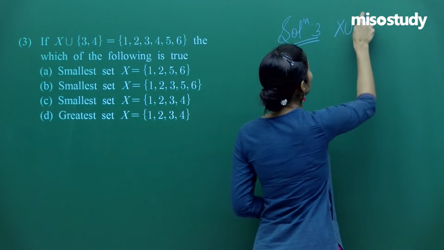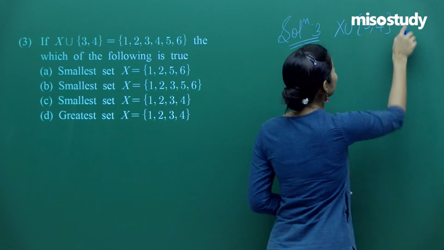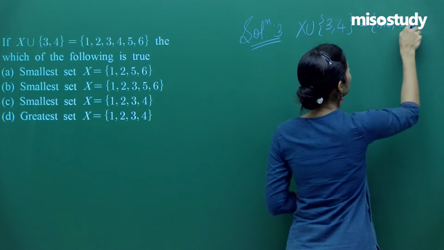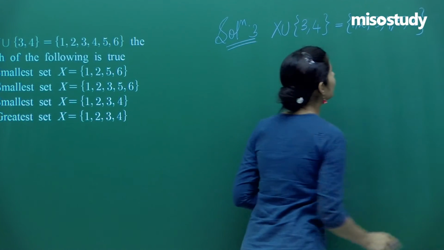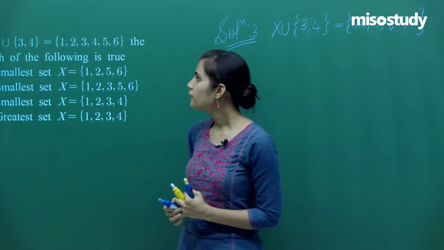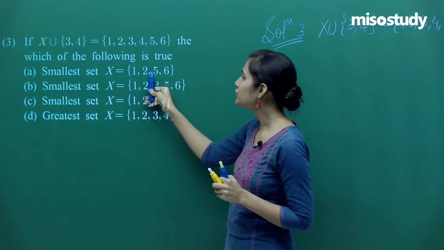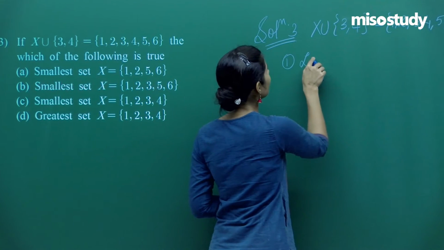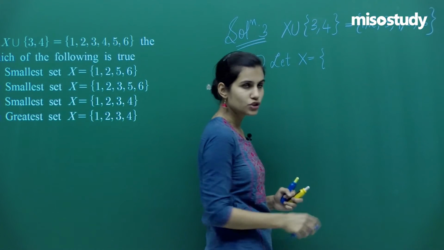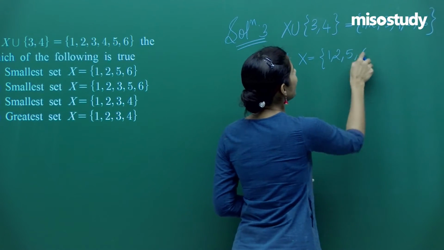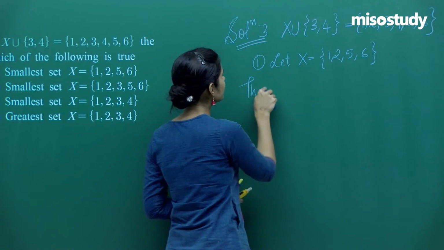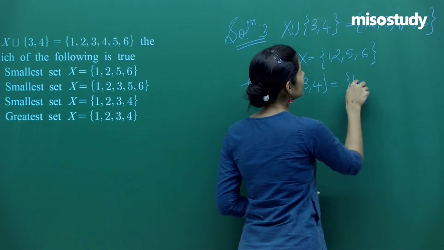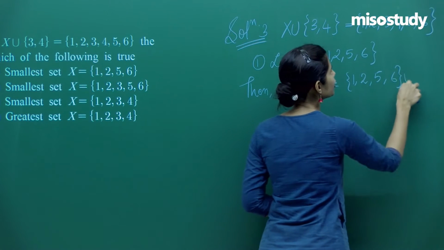I am given that X union 3, 4 is giving me 1, 2, 3, 4, 5 and 6. Now let us try and look at the options. The first option is: if I take X equal to 1, 2, 5 and 6, will this condition still be true? So let my X be equal to the first option, which is 1, 2, 5 and 6. Then X union 3, 4 is 1, 2, 5, 6 union 3, 4.